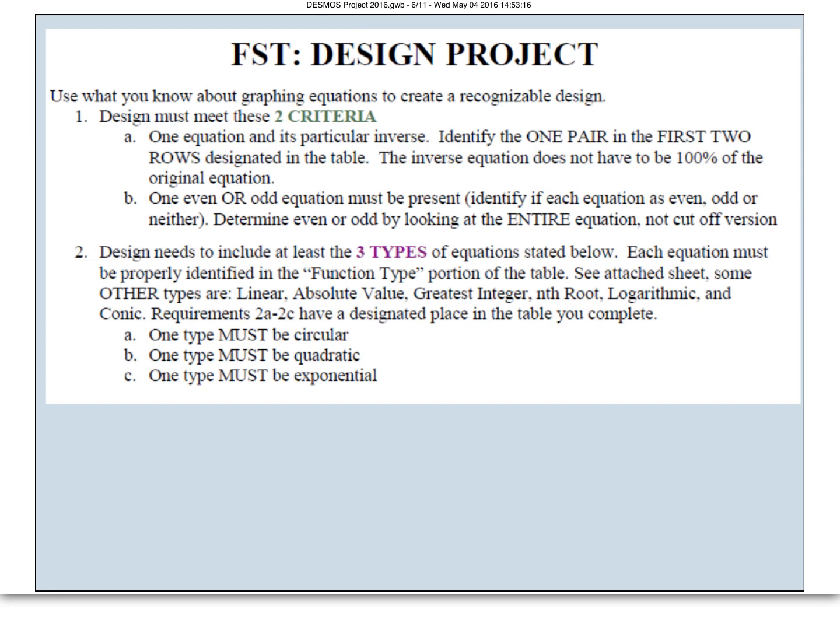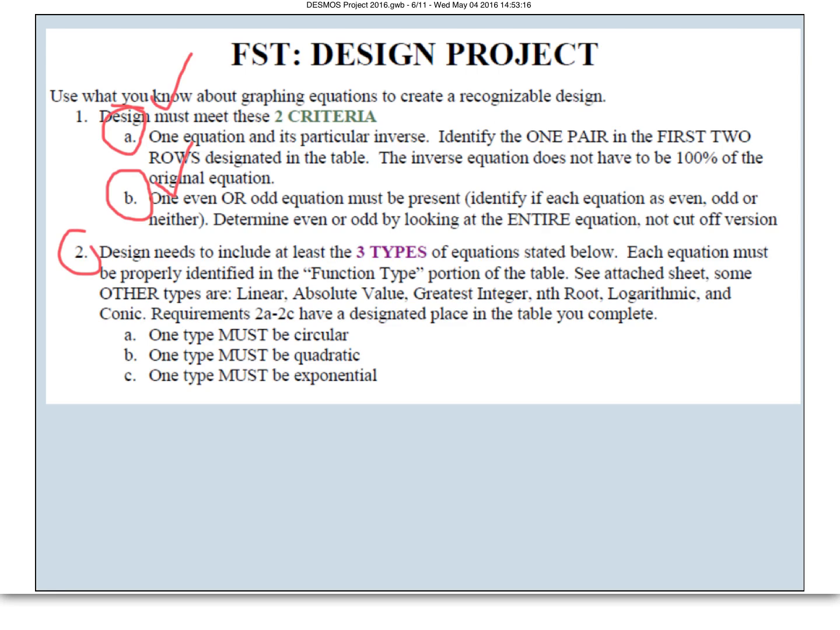So let's just do a quick overview of the project then. Again, there's 6 different criteria that have to be met, each worth 10 points. The first one is what I talked about, the inverse functions. You must have one pair, that means 2 equations in total, of a graph and its particular inverse. That's worth 10 points. The second thing you're scored on is, do you have even, odd, or neither correctly categorized for every single equation? So that's the second of the 6.